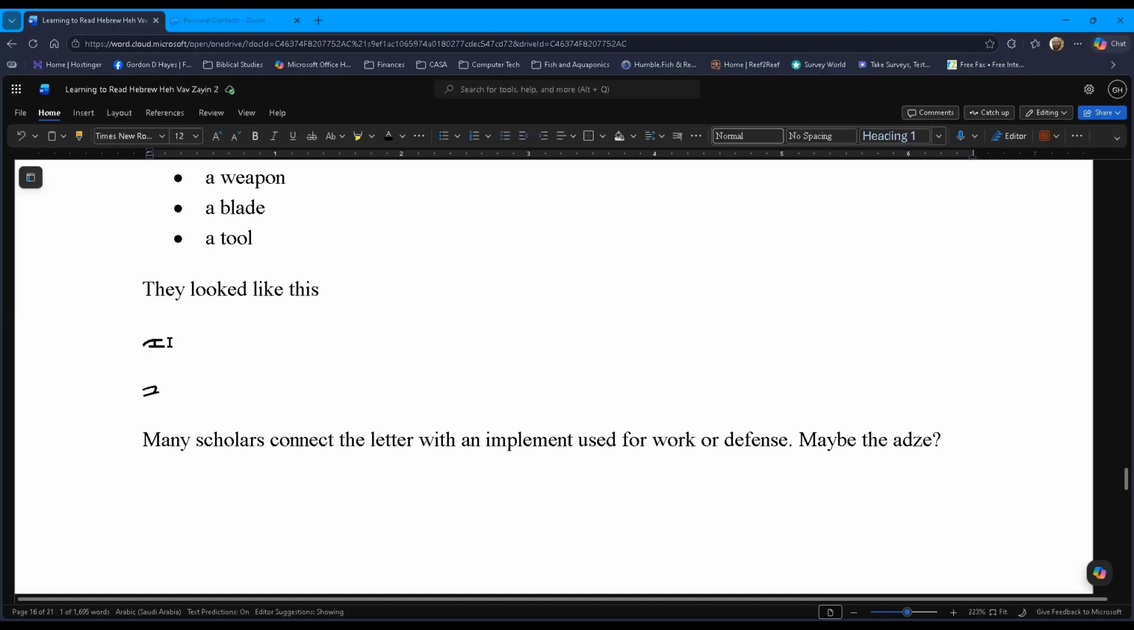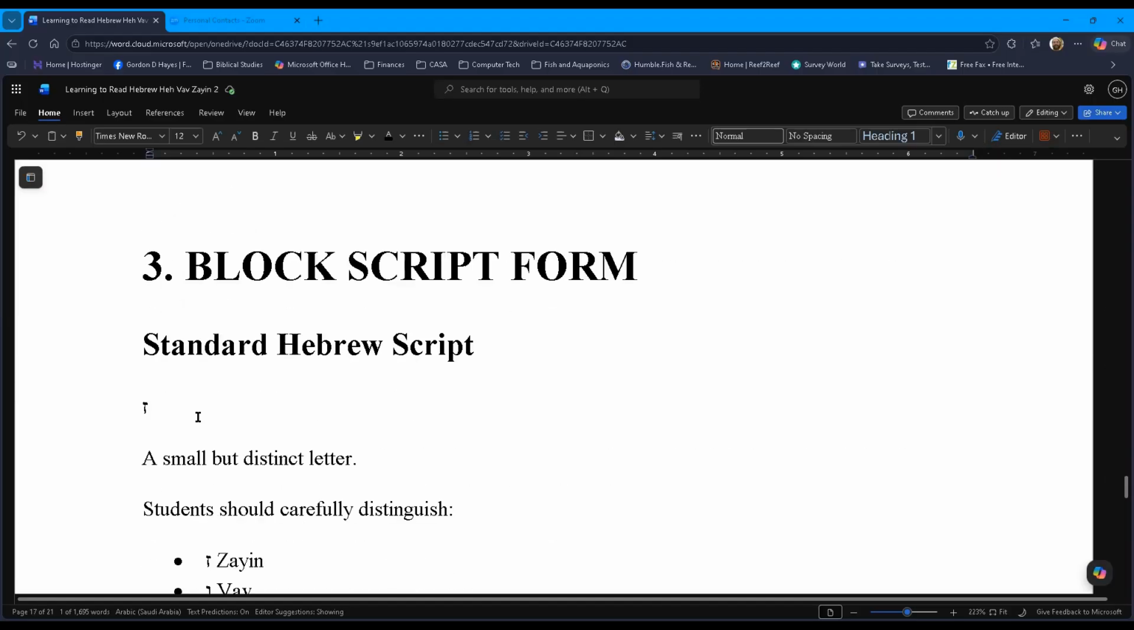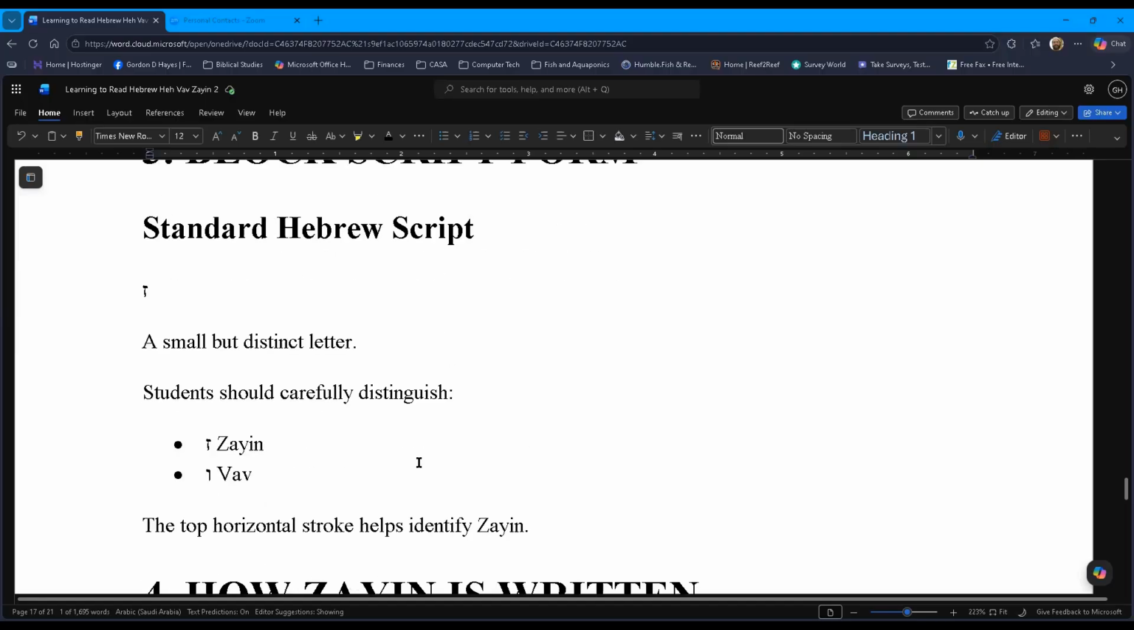And these are the earliest and the later form. And then modern day, it looks like this. The lady that taught me how to read Hebrew used to say that it was shapely like a lady. I don't know. It's got form to it, a small but distinct letter, and students should carefully distinguish between the Zayin and the Vav.